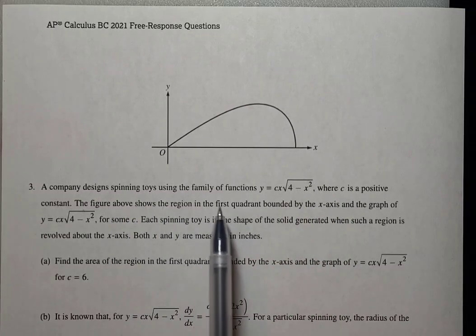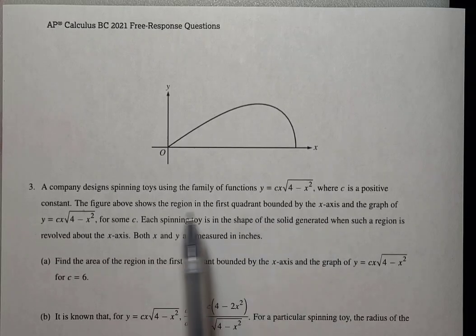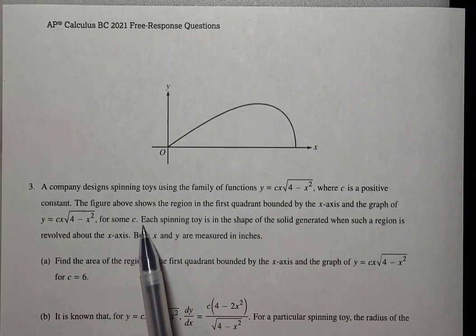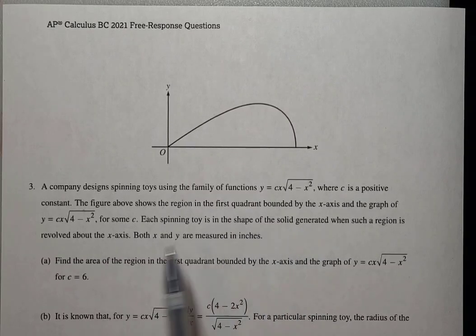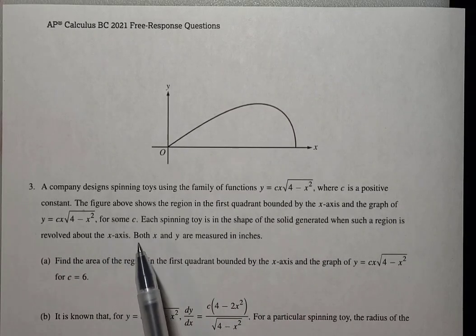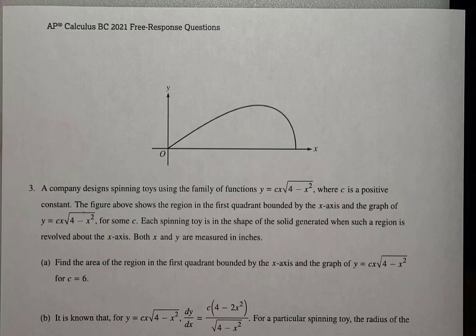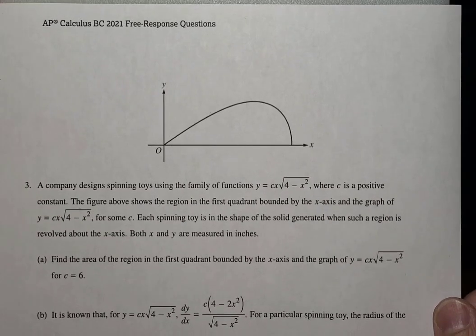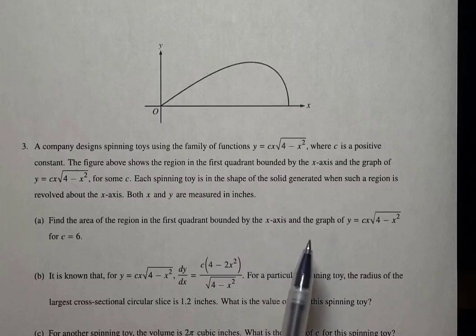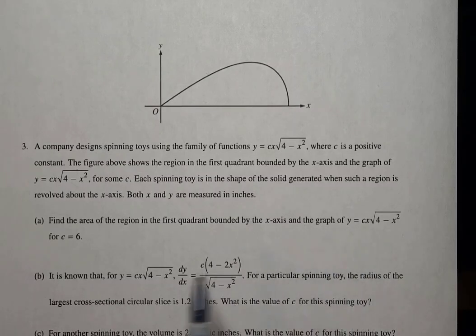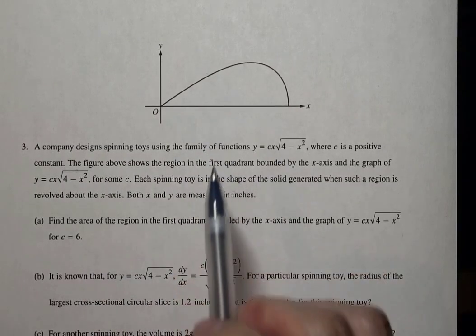Figure above shows the region in the first quadrant bounded by the x-axis and the graph of this guy for some c. Each spinning toy is in the shape of the solid generated when such a region is revolved about the x-axis. Both x and y are measured in inches. Okay, part A, find the area of the region in the first quadrant bounded by the x-axis and the graph of y equals that guy, for c equal to 6.